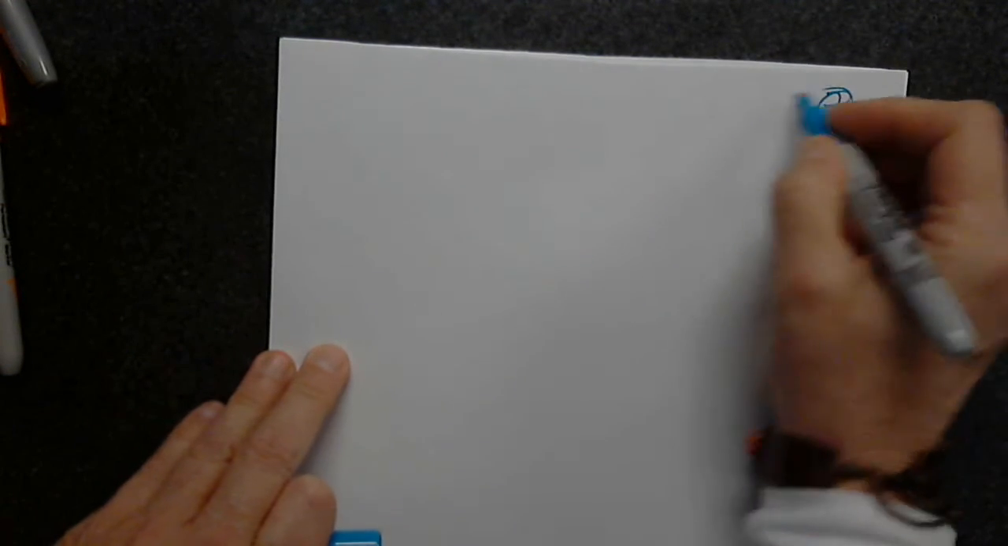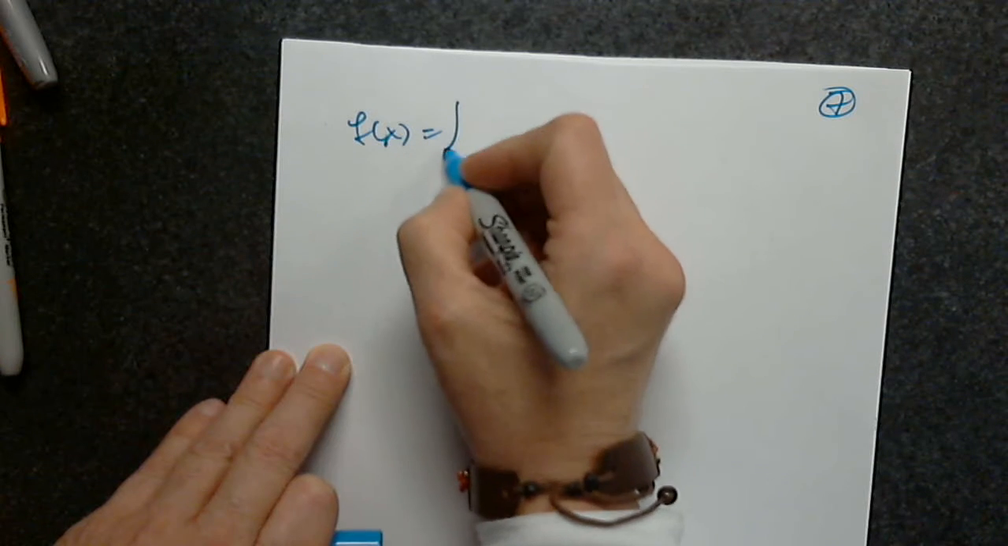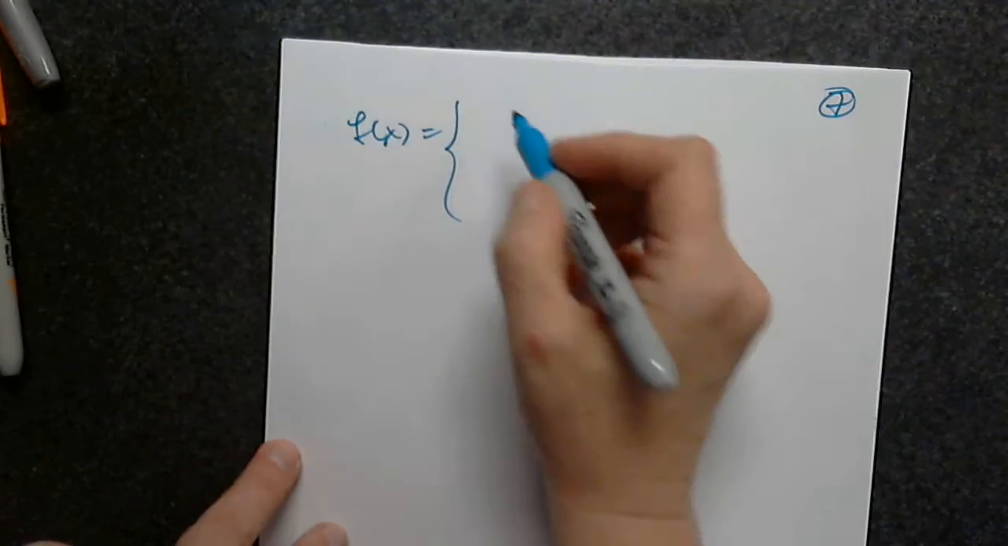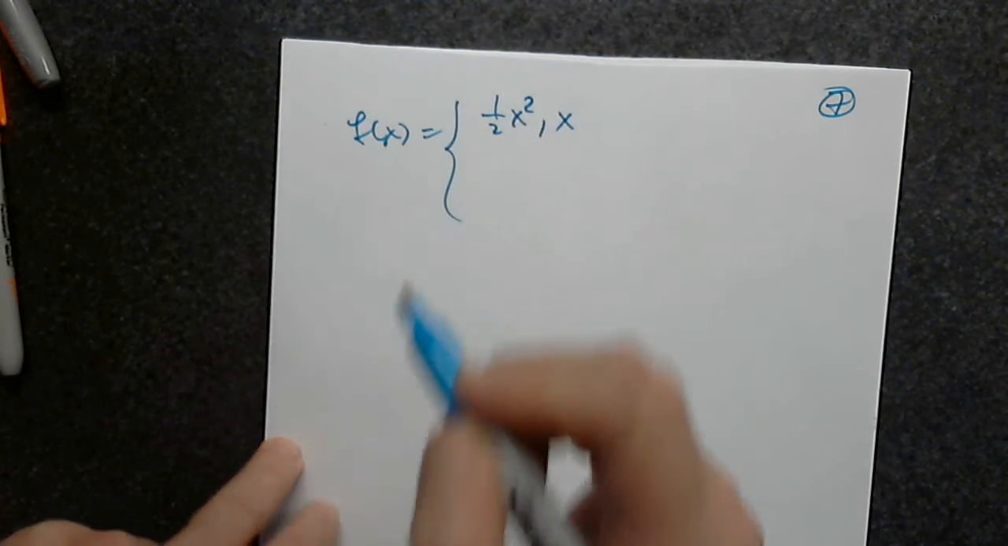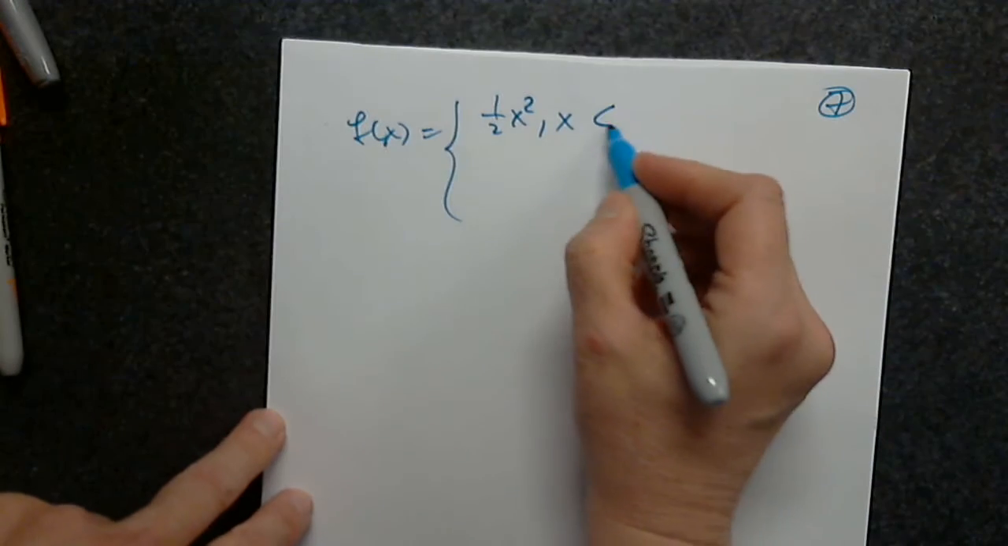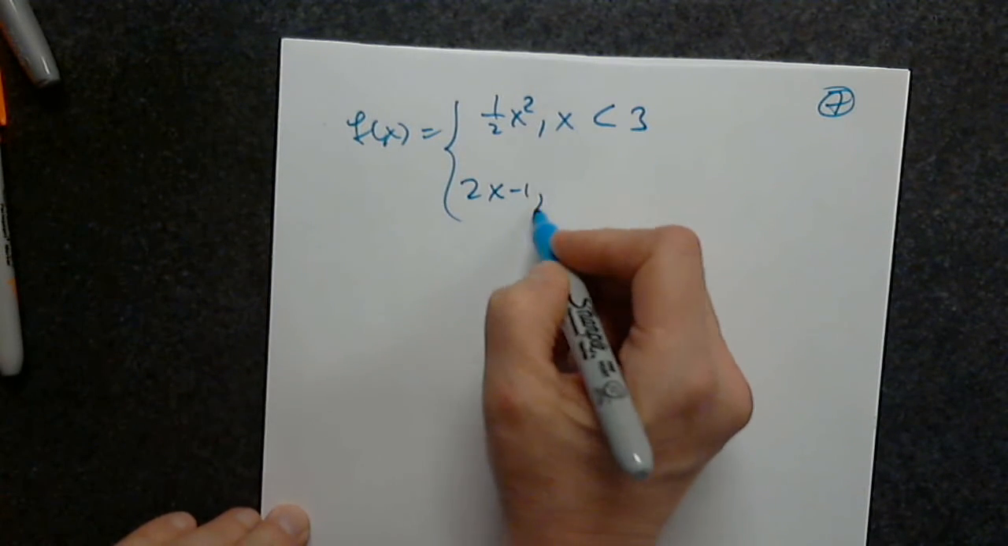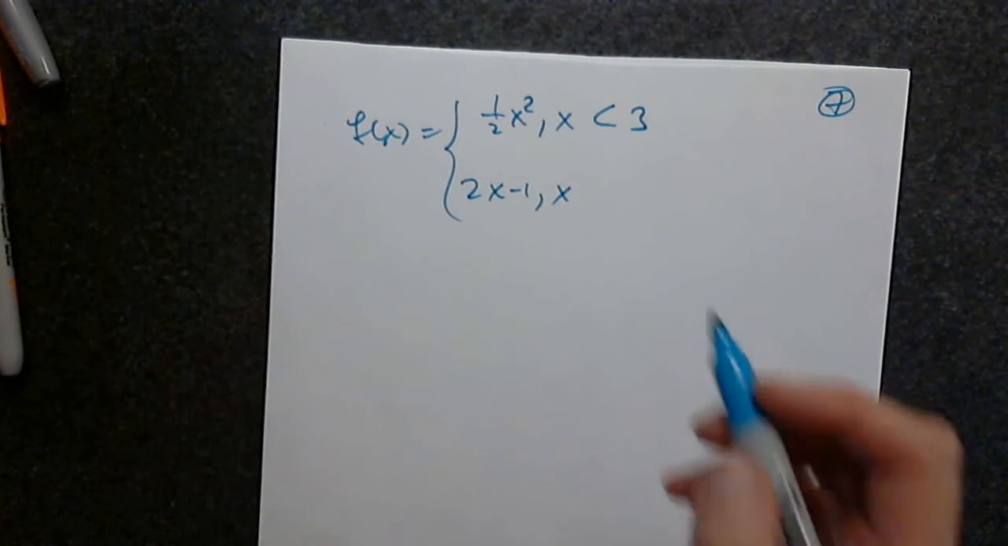I'm ready when you are. Okay, so 1/2 x squared for x less than 3, and 2x minus 1 for x greater than or equal to 3. Awesome.